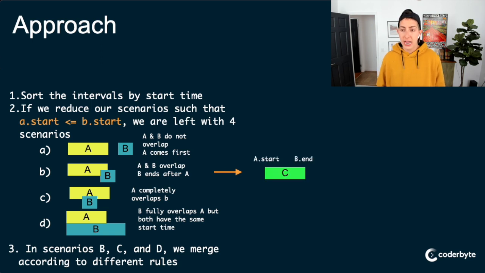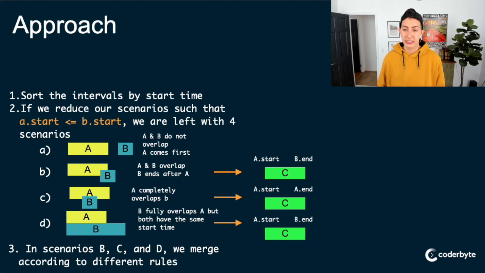What are those rules? For B, we get A start and B end, right? For C, we get A start and A end because A overlaps B completely. And finally, for D, we get A start and B end because A and B have the same start. Doesn't matter which we pick, so we can pick A every single time. And then we take B, which is the later of the 2 intervals.